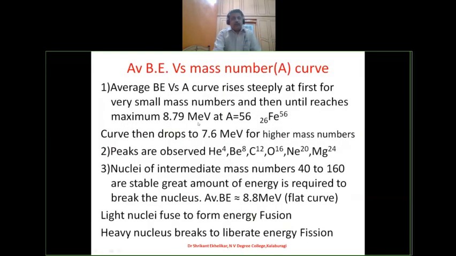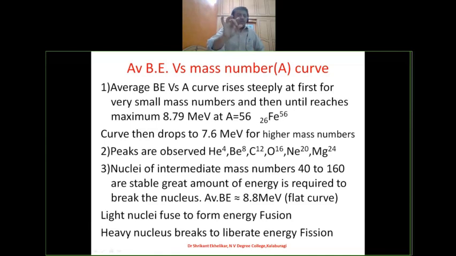So now you can look at some of the points, that is how you should write, describe the average binding energy versus mass number curve. First you have to plot the graph of binding energy versus mass number, then you have to write like this: the average binding energy curve rises steeply at first for very small mass numbers, until it reaches 8.79 MeV at A equal to 56, that is iron, Fe 56. So the maximum is for iron at mass number 56. Value is either 8.8 or 8.79 MeV.